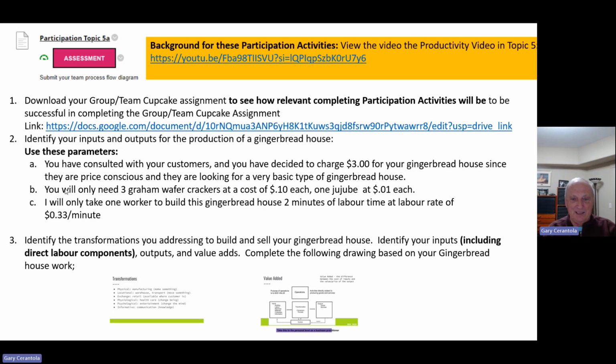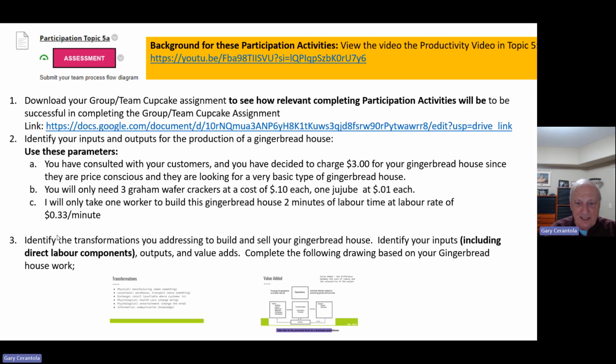And then I've limited the inputs in terms of ingredients to 3 graham wafer crackers at a cost of 10 cents each, and 1 jujube. I didn't even include the icing to put this all together, so don't worry about it. And then it only takes 1 worker to build this gingerbread house, and it'll take 2 minutes of labor time at a labor rate of 33 cents a minute, right? So that's what you're going to use to calculate your productivity formulas in 5B.